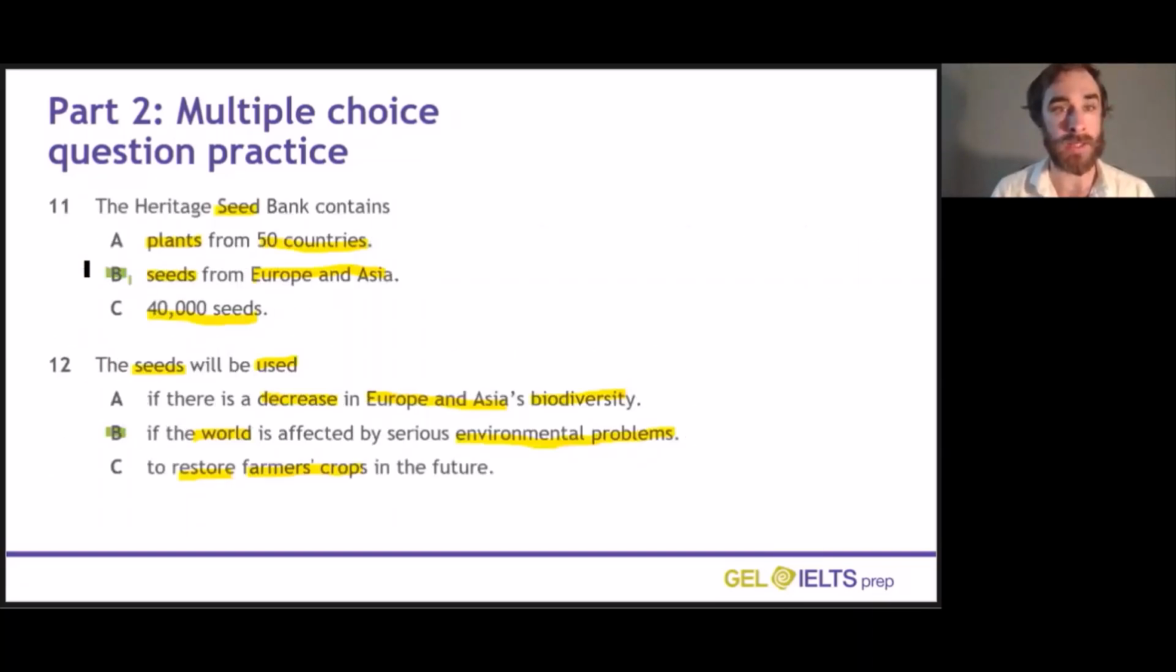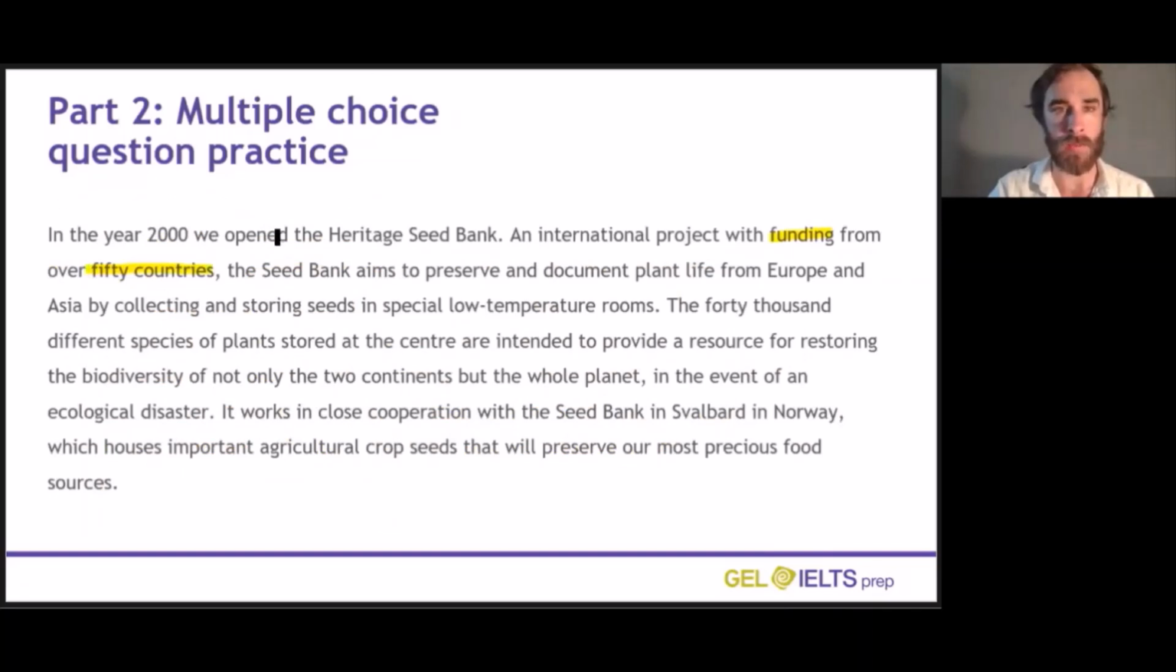In 11b, seeds from Europe and Asia. The seed bank aims to preserve and document plant life from Europe and Asia. Can we see anything about seeds? By collecting and storing seeds in special low temperature rooms. So here, the keywords from that option are satisfied. It is the correct answer.